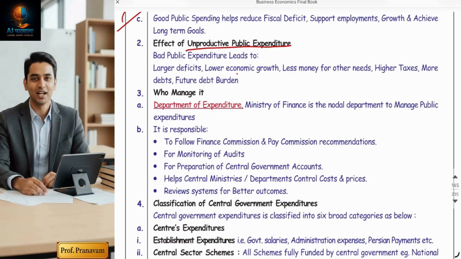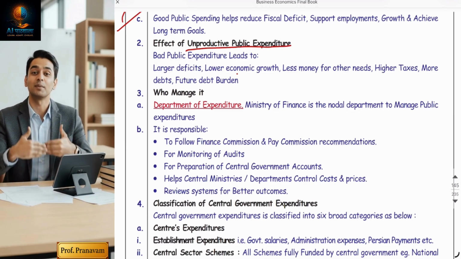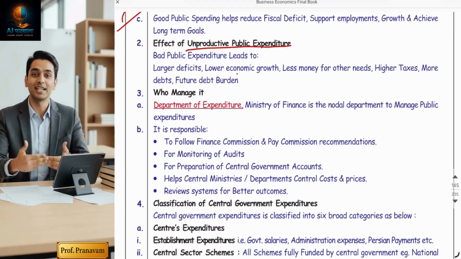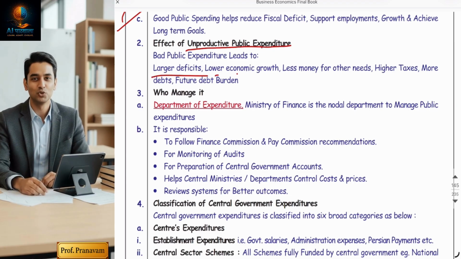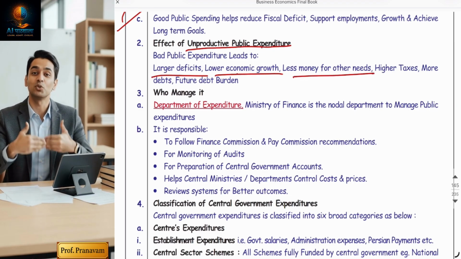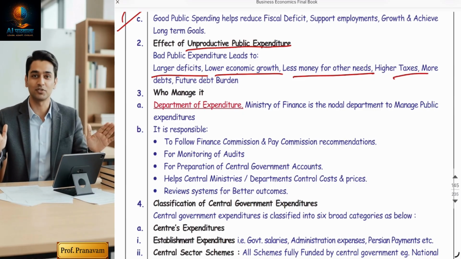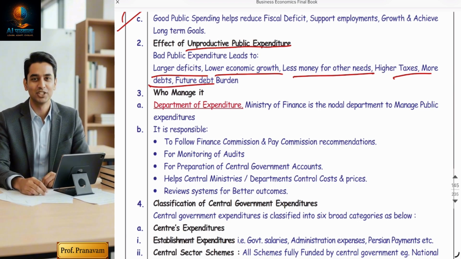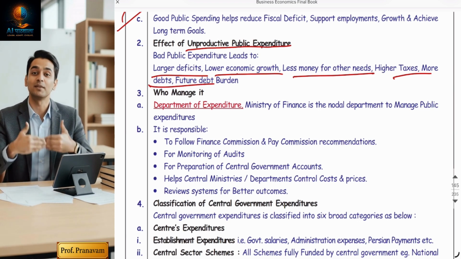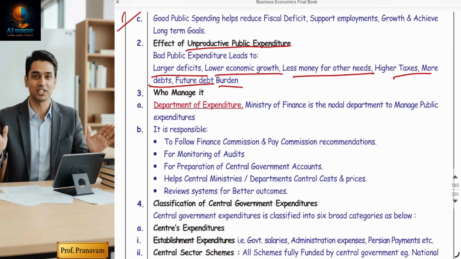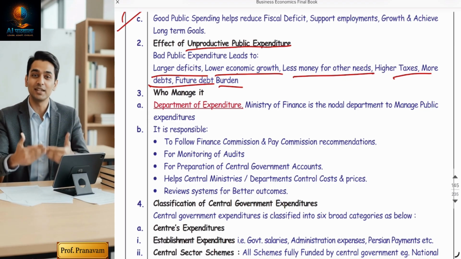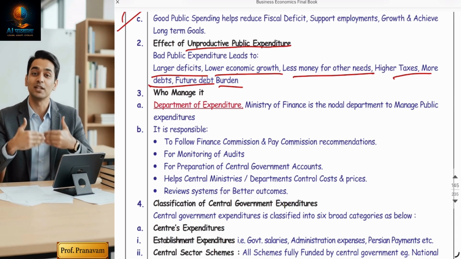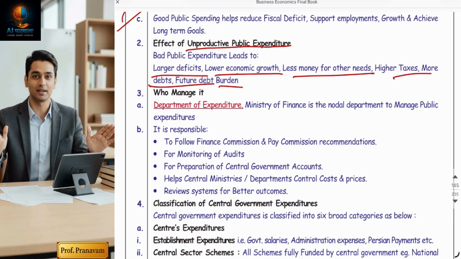Now you should understand the impact if unproductive public spending increases. Friends, bad public spending leads to larger fiscal deficits, low economic growth, lesser money for essential needs, higher taxes which the government is going to charge to cover those expenditures, and more public debt, as the government needs to take higher loans, which will increase the interest burden in future years. So the key takeaway is that quality of spending matters more than quantity of spending.